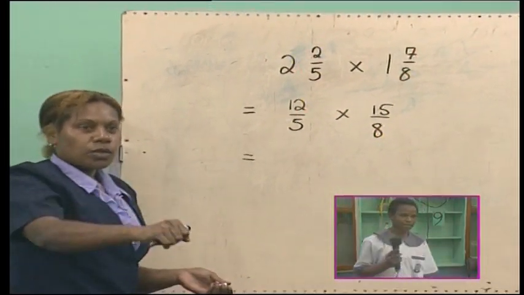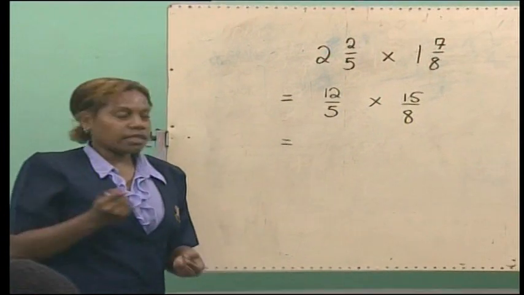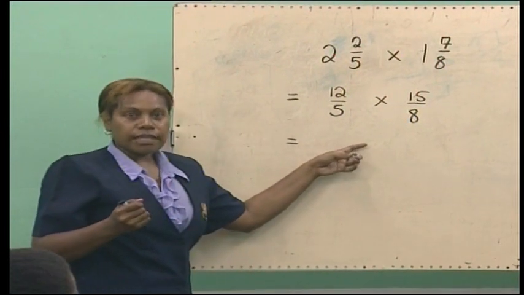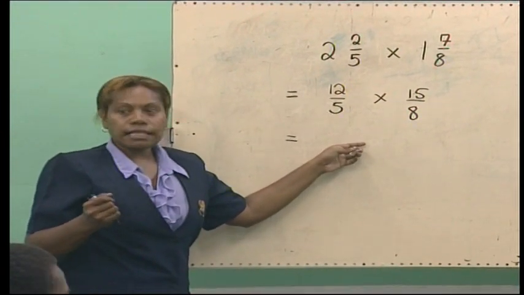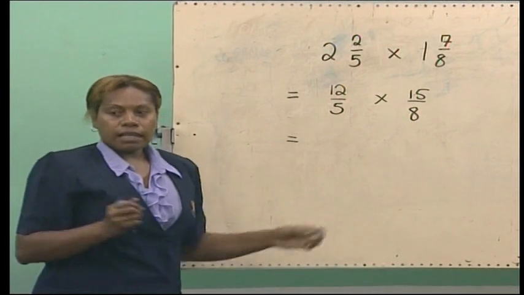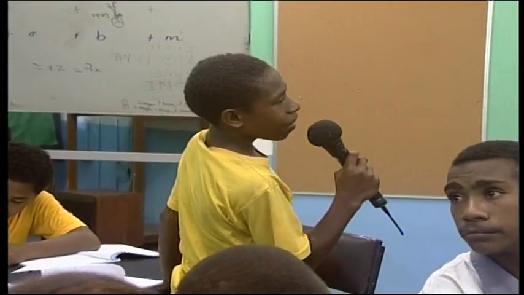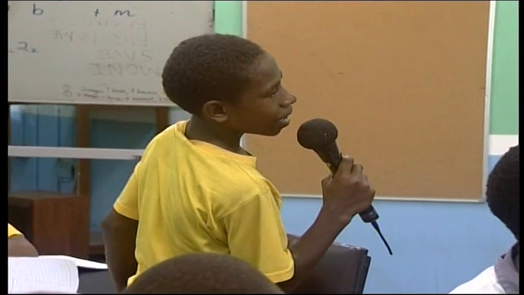Okay, thank you, Annie. Now let's have someone else tell us, continue on from here. Receiving students, what's the next step? Ruben. Simplify the improper fraction.